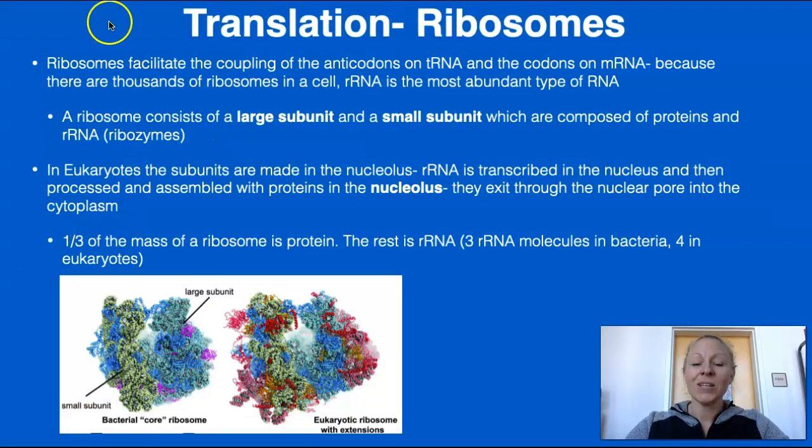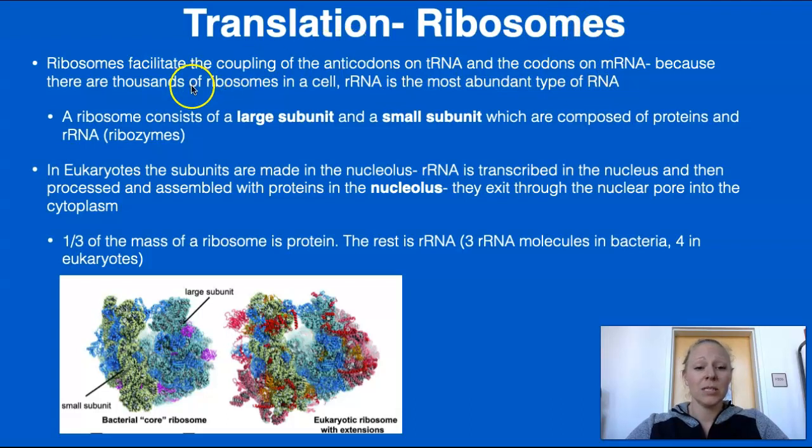Now let's talk about ribosomes. We're on the second word on our list here. The job of a ribosome is to couple or pair up the tRNA and the mRNA. There are thousands of ribosomes in a cell, and therefore rRNA is the most abundant type of RNA in the cell.